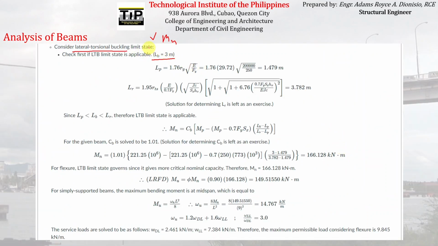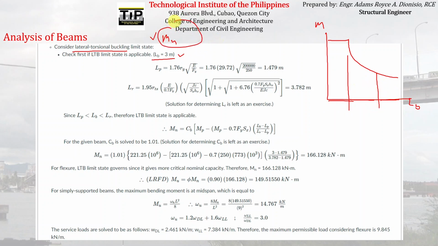So we have to check if that unbraced length falls within this region here, or region here, if you can remember the graph that I have shown a while ago. We have to check whether that unbraced length falls within this region, or within this region, or within this region, for us to know how to compute the corresponding moment capacity.